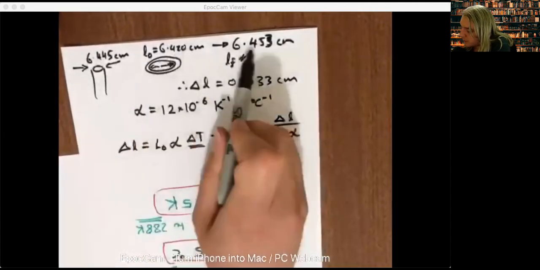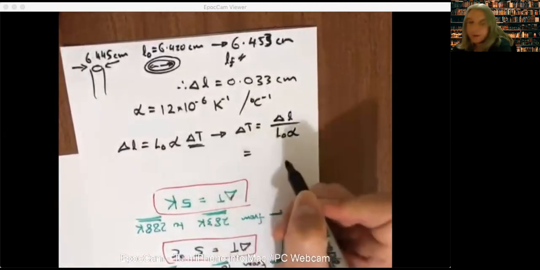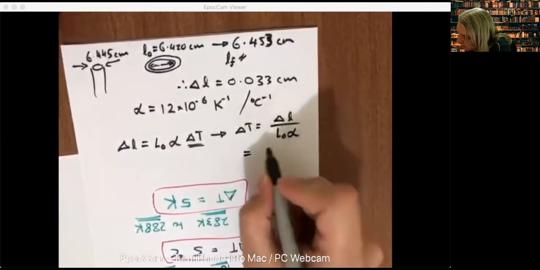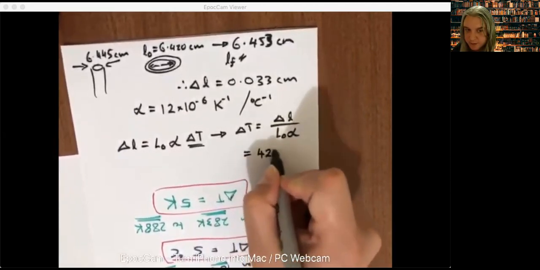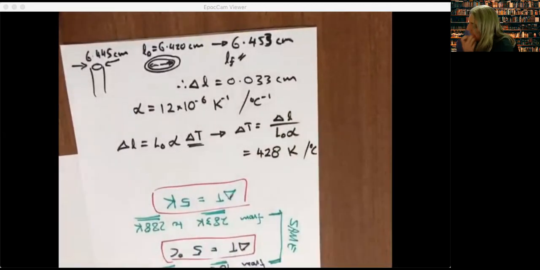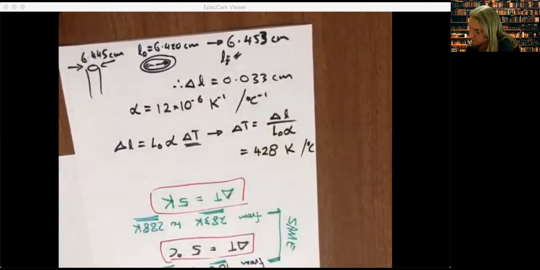We know the original length, we know alpha. So now it's just a matter of using your calculator. Hopefully you can all manage that. The change in temperature we get is 428 Kelvin, or again, degrees Celsius, either or. Because it's a step size, we can use either unit as acceptable.